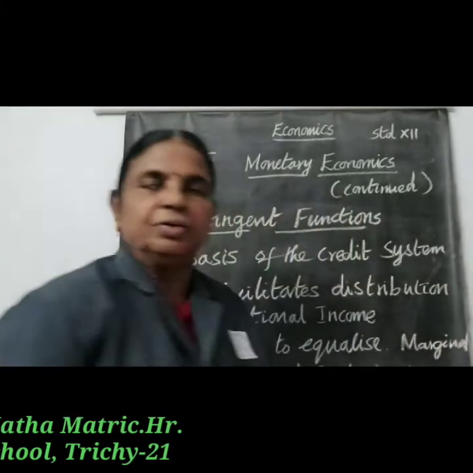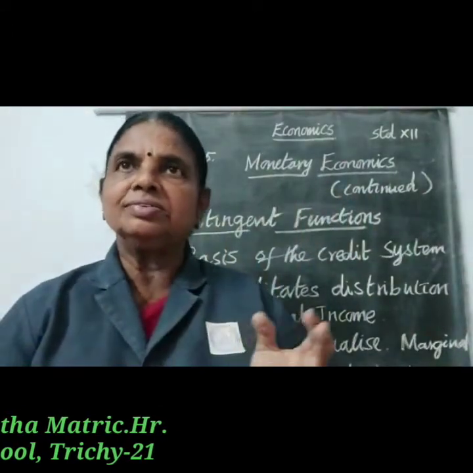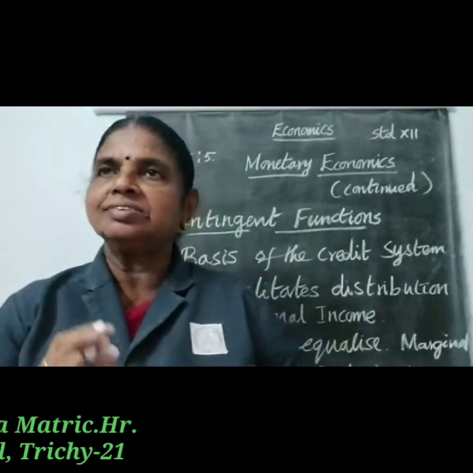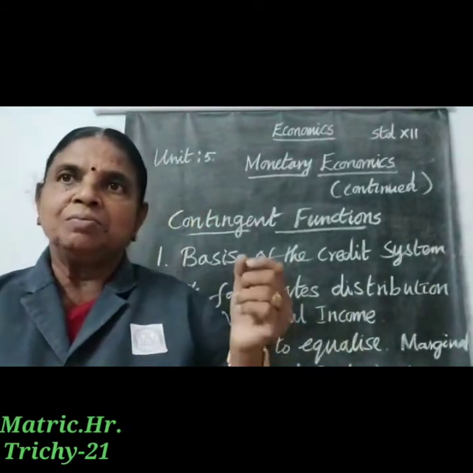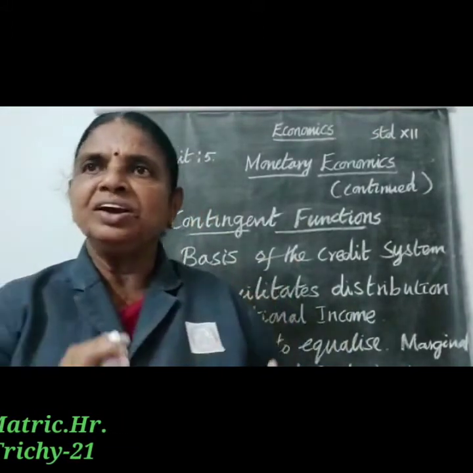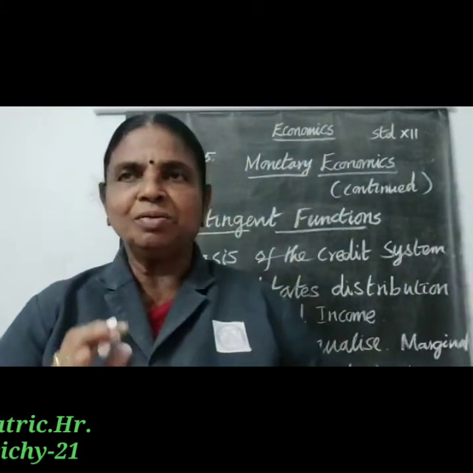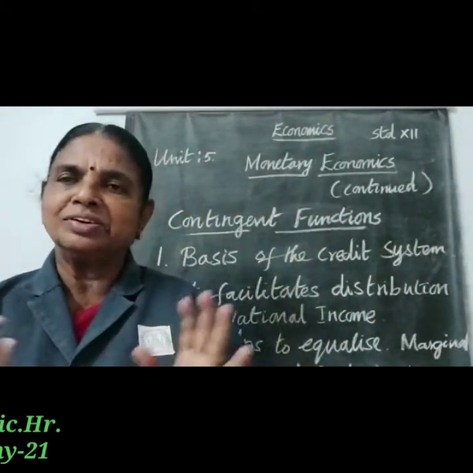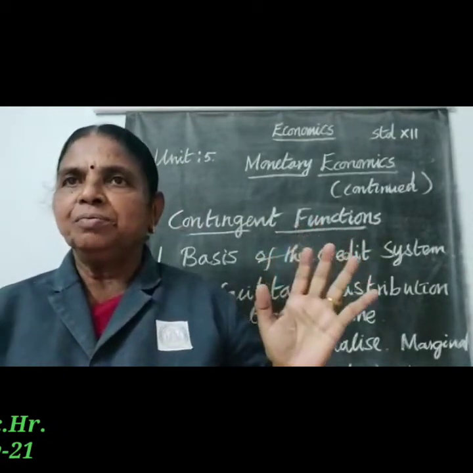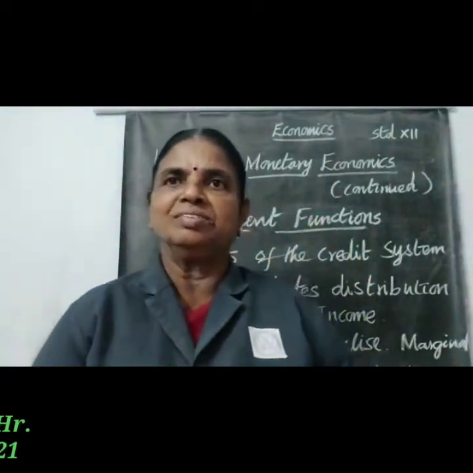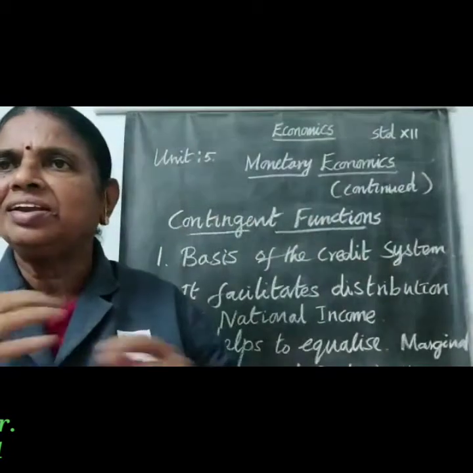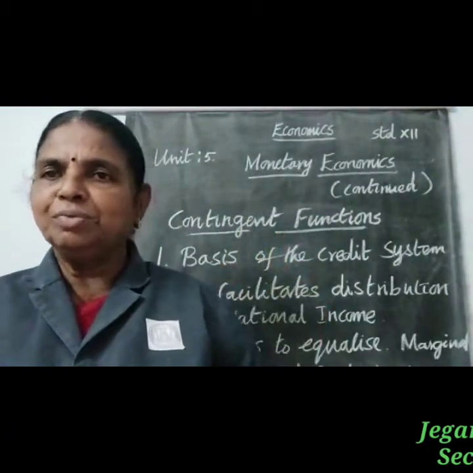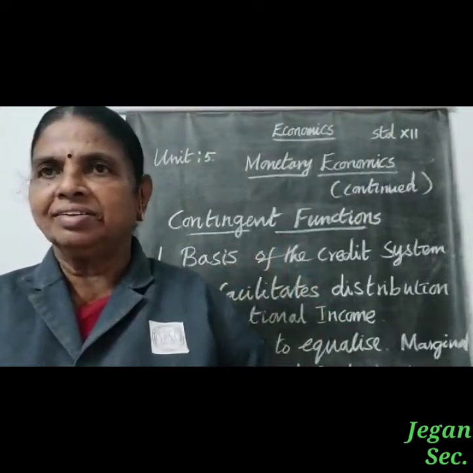Okay. So the first point is the basis of the credit system. Second point, money facilitates distribution of national income. Third, money helps to equate marginal utilities and marginal productivities. The prices of all commodities are expressed in terms of money. So money helps to equalize marginal productivities of various factors of production, namely land, labor, capital, and organization.